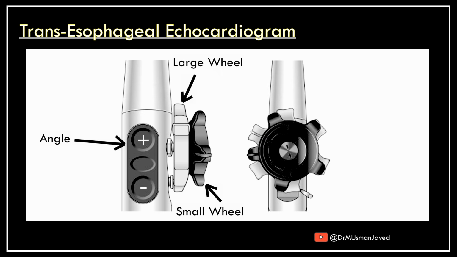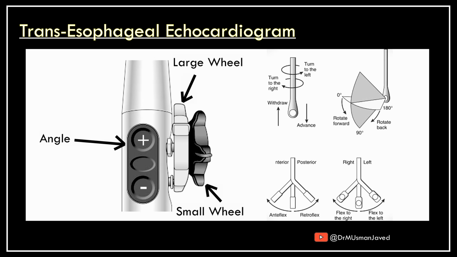Transesophageal echo probe typically has a large control wheel, a small control wheel, and knobs to adjust the angle of the ultrasound beam. Physical probe manipulation can be performed by turning the large control wheel on the handle to anteflex or retroflex the probe. Furthermore, the tip of the probe can be flexed left or right by rotating the smaller control wheel. The shaft of the probe can be advanced or withdrawn.